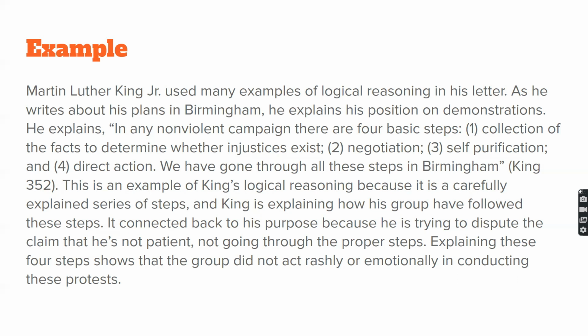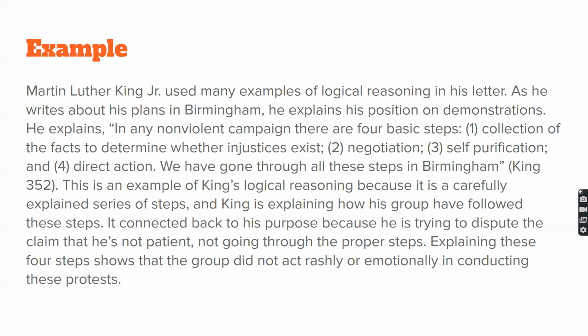I first determine what type of appeal it is and what it does. So it's an example of King's logical reasoning because it's a carefully explained series of steps. King is explaining how his group have followed these steps. And then it connects back to the purpose because he is trying to dispute the claim that he's not patient, not going through the proper steps. Explaining these four steps shows that the group did not act rashly or emotionally in conducting those protests.